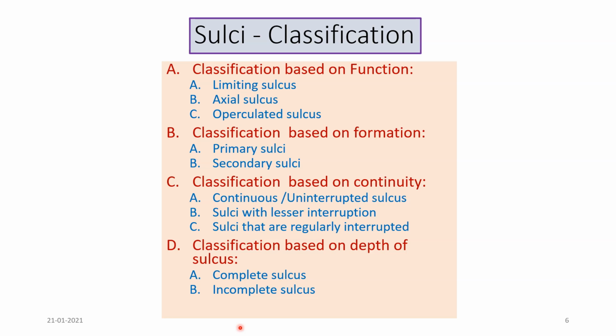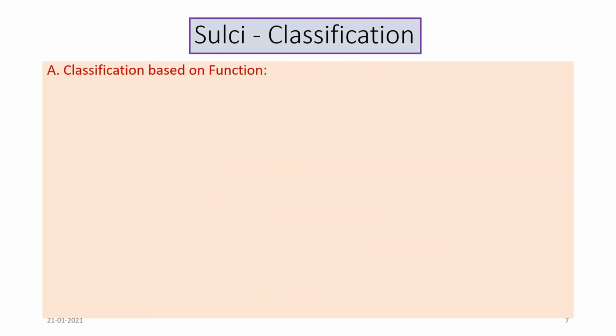So this is the broader classification of various sulci. Now let us discuss the subcategories under each category of the classification we have discussed. So under the classification based on function, the categories of sulci are the limiting sulcus, the axial sulcus and operculated sulcus. These are the three types of sulci under this category.